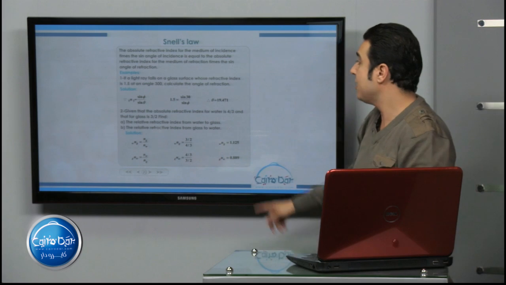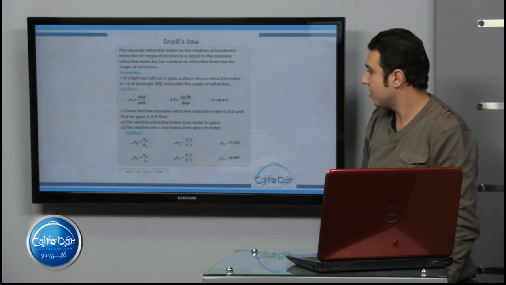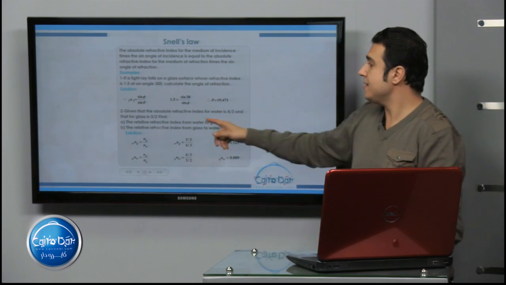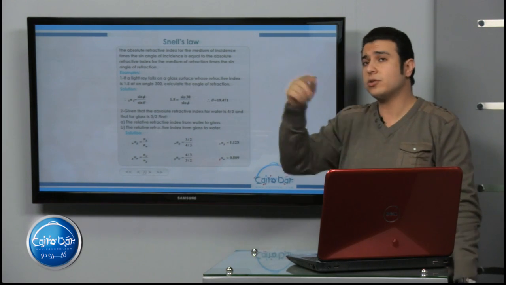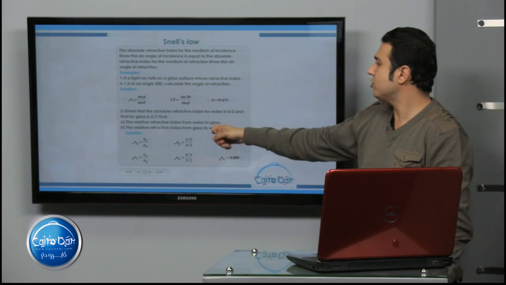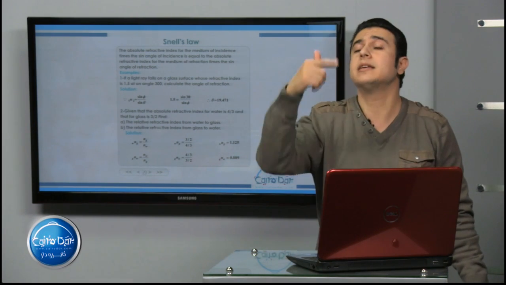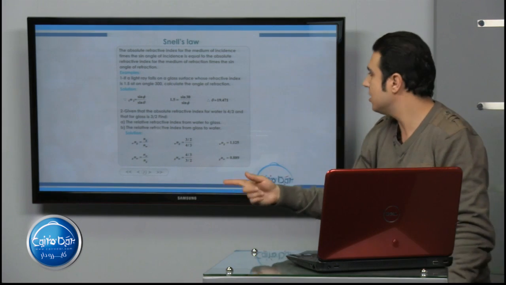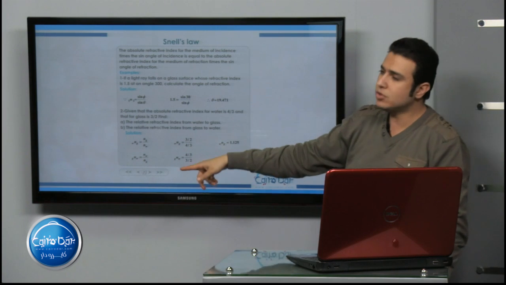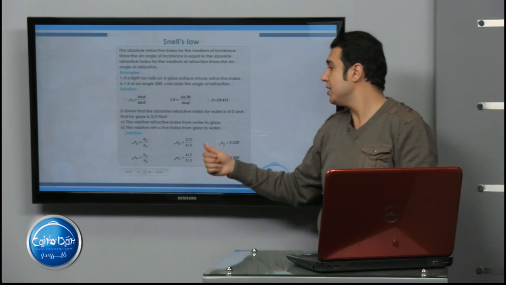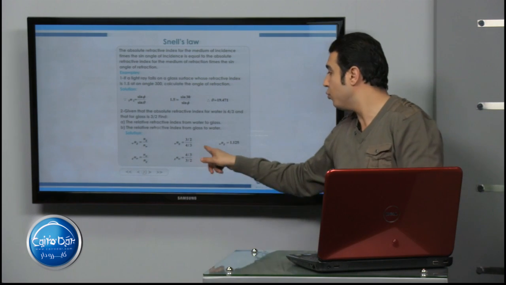Another example. Given that the absolute refractive index for water is 4 over 3 and that for glass is 3 over 2, find the relative refractive index from glass to water and from water to glass. From water to glass means n glass divided by n water. n glass equals 3 over 2 and n water is 4 over 3, so 3 over 2 divided by 4 over 3 equals 1.125. That's the relative refractive index from water to glass.